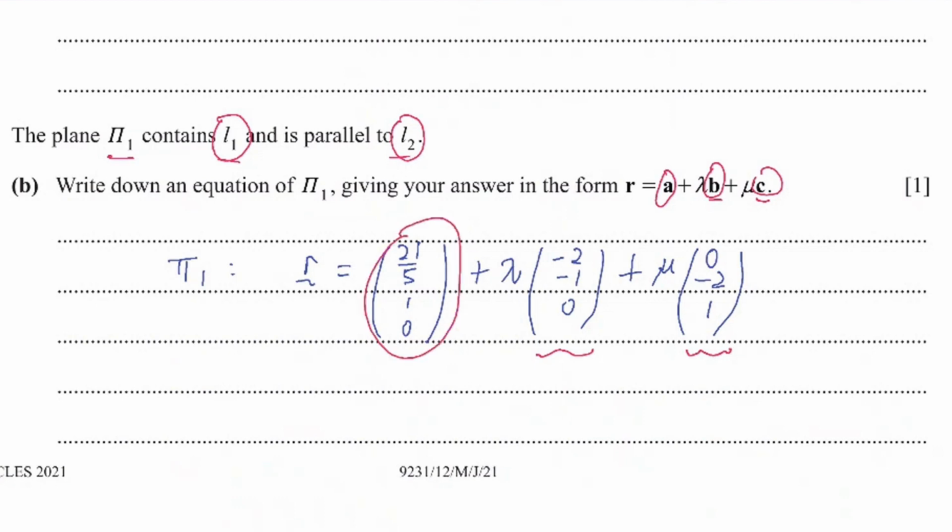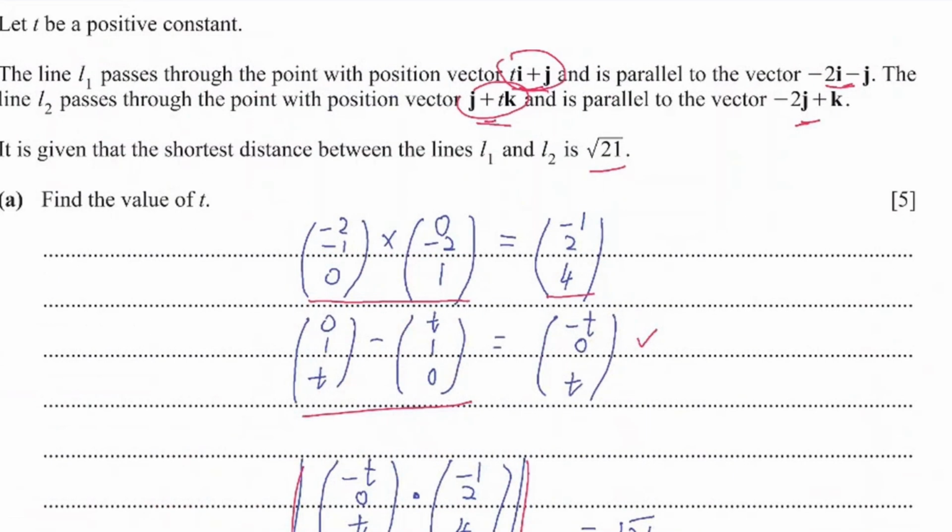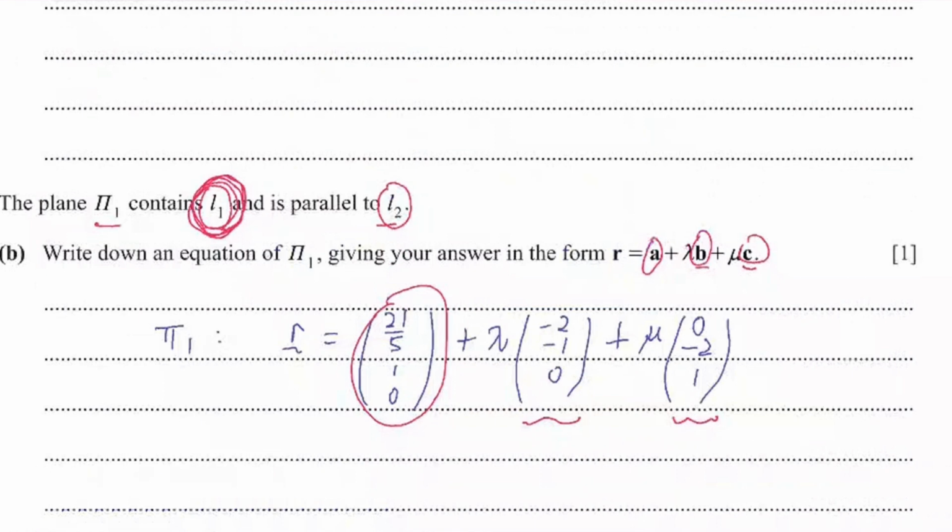So for the point that it passes through, we just need to take any point from L1 because the plane contains L1. So the point that L1 passes through just now is Ti plus J. So we found out what the T here is. So we use the value of T to plug that in. So that's part B.